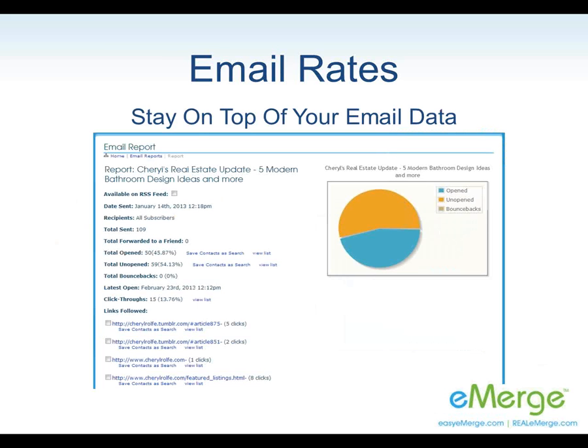Through your email reports, this is actually a screenshot of an eMerge email report, but you should be able to track all of that. Again, being able to see opens percentage-wise, unopens percentage-wise, bounces. In this particular one, there are no bounces. However, if there were, we would have been able to see them and view that list.